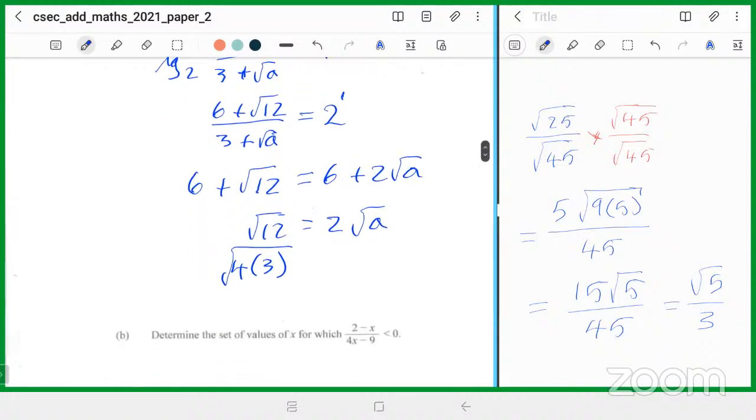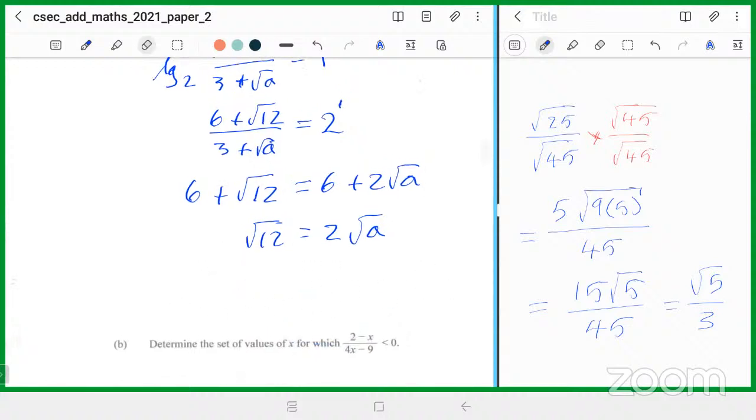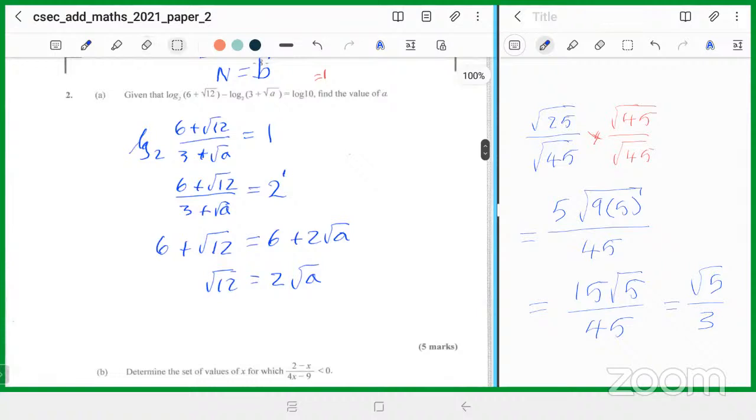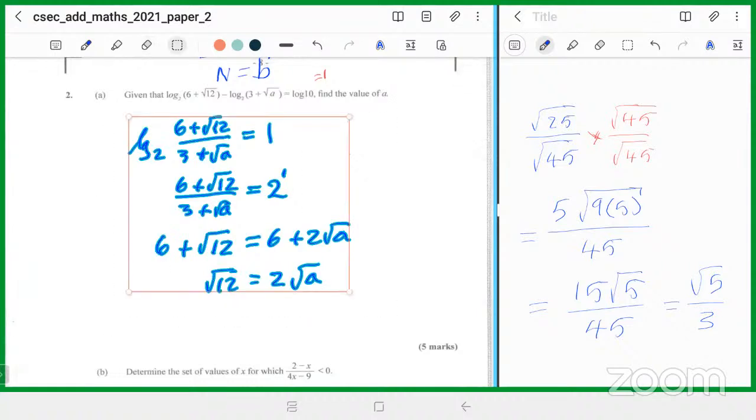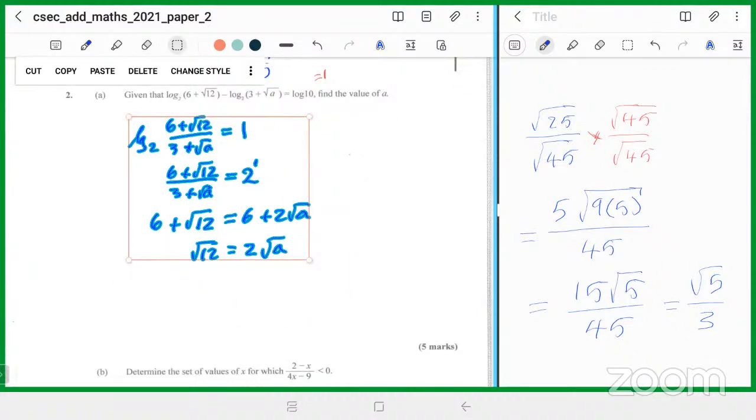And then it became 2 root 3 equals 2 root a. And so the a and the 3 are equal. I'm going to use a different method this time from here, just to show that there's no rote learning in this. You just work with what is in front of you or what comes to your mind.